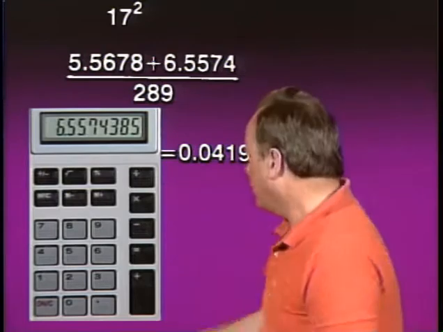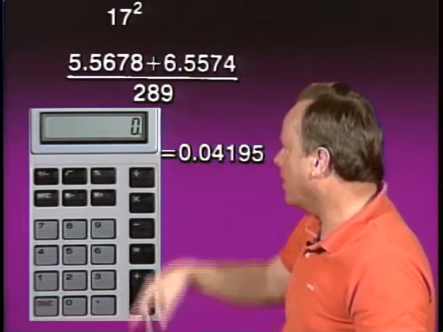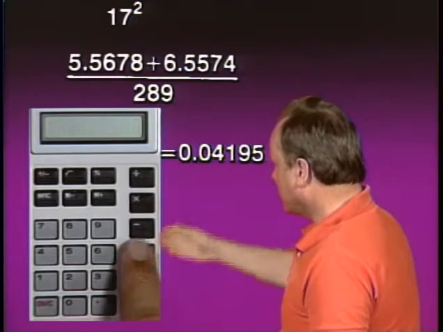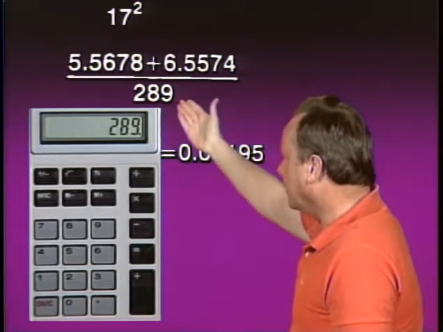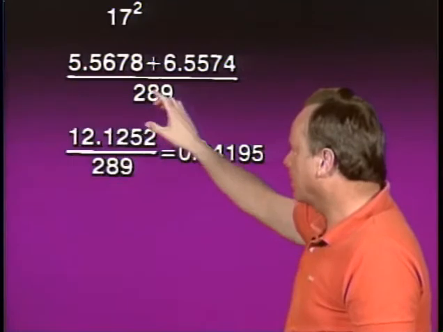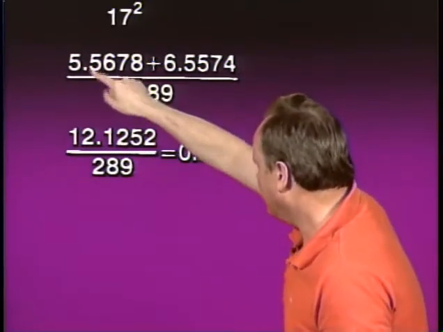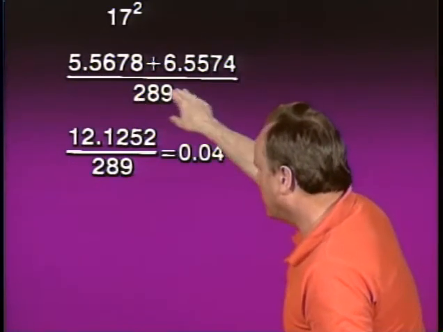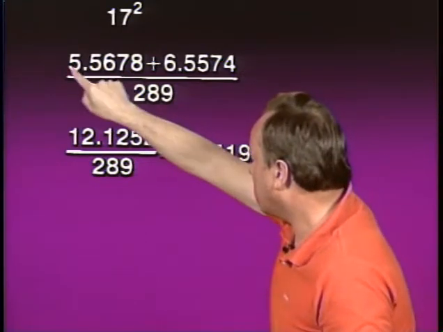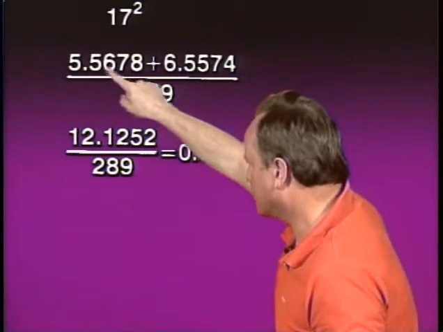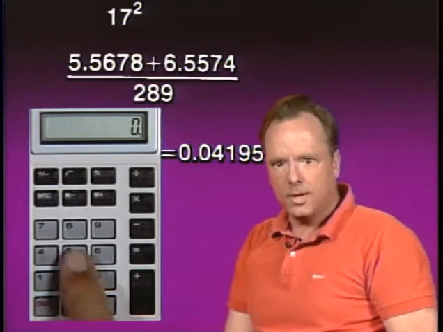Now, the next thing we need to do is figure out the bottom, which was 17 squared. So let's take 17 times 17, and 17 times 17 is 17 squared, and that's 289. So let's take a look at this without the calculator for just a second. We've got this number plus this number divided by this number, which is 289. So let's take the calculator again and add these two numbers together. That ought to be easy enough.